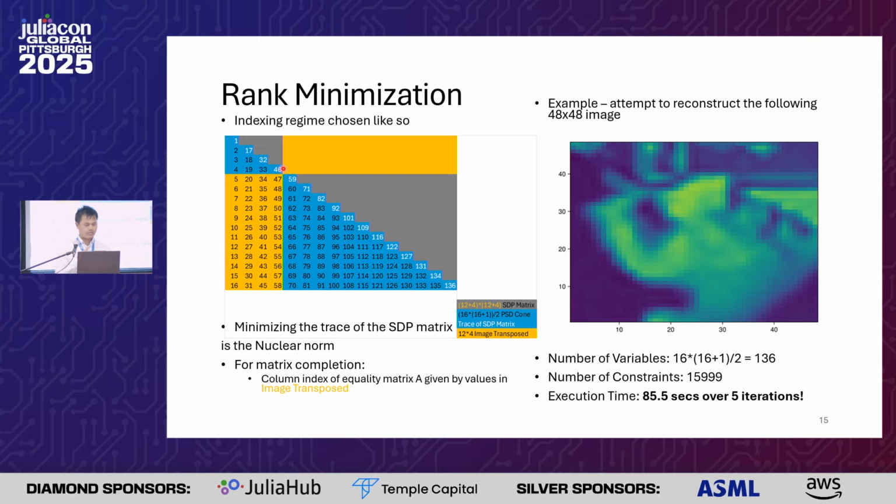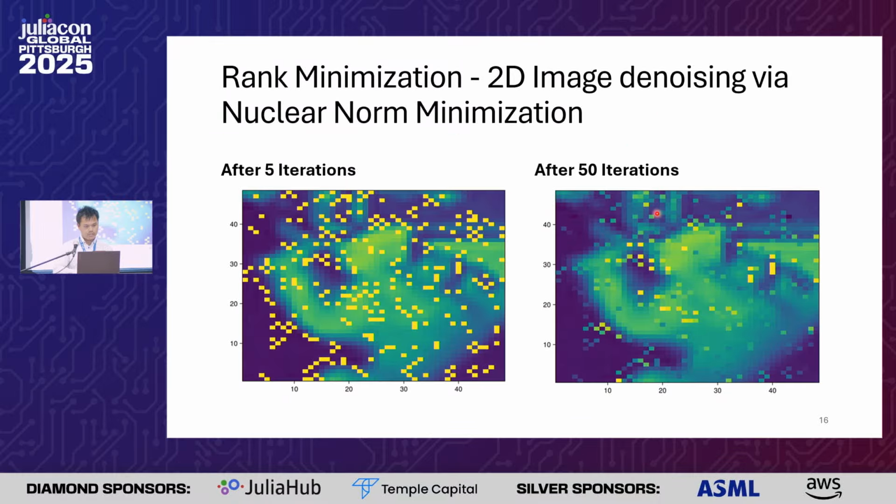And so when you run the optimization algorithm, the trace of this matrix goes further and further down, and we get a denoised image. It looks something like this. After 5 iterations, I basically introduce these noisy pixels, which you can see here in yellow, and by running this algorithm, you can see that the more iterations you get, the closer it is to recovering what was originally corrupted.